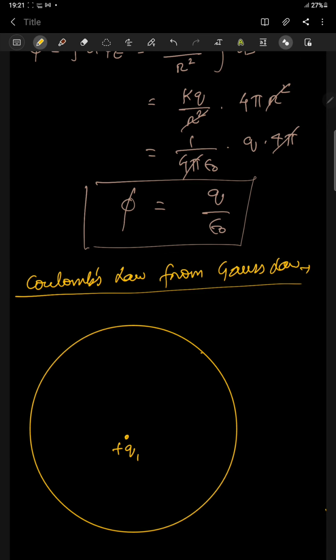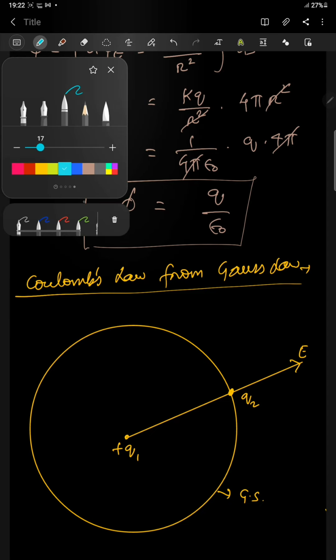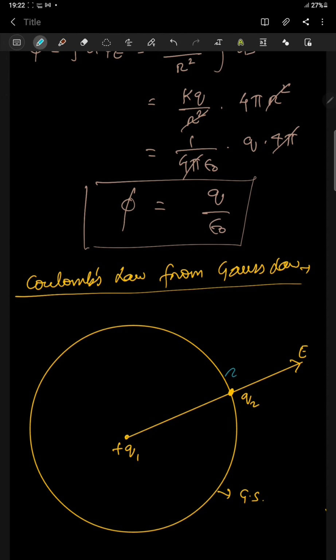So now, what will be your electric field, in which direction? It will be along this direction, and this is your electric field due to q1. So what I will do is, this is a Gaussian surface we have chosen, and the Gaussian surface is a sphere for us. I will take another charge q2 on the surface of the Gaussian surface, and here I will take a very small area, and n cap will be along this direction, right? So I hope all of you understood the diagram.